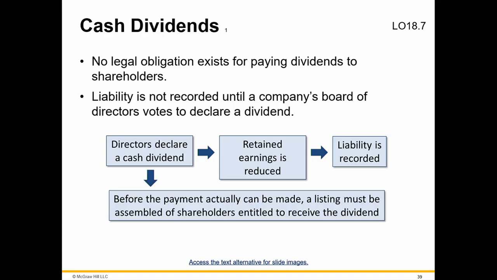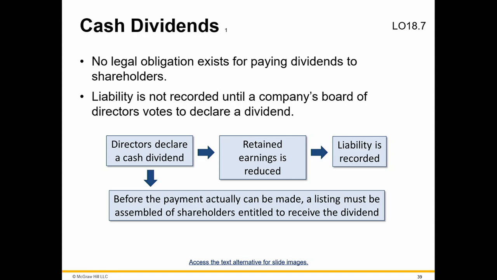So we have some dates that we want to make sure we understand that are associated with declaring and paying a cash dividend. A dividend does not become a liability until the board of directors votes to declare it. So at the meeting, the directors declare the cash dividend. That's the date on which the dividend becomes a liability. It's not the same date as when the dividend gets distributed, but it becomes a liability on that date. Then retained earnings is reduced because that's essentially where you get the money from, and you record your common dividends payable. Common dividends payable is typically the account we use, or dividends payable.